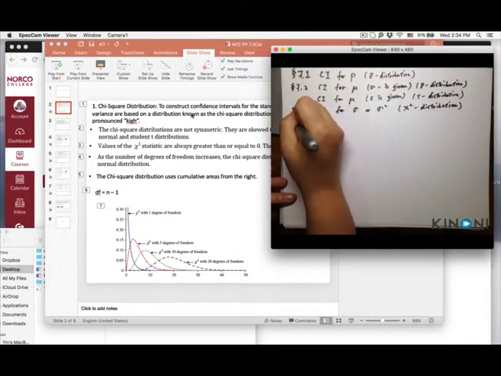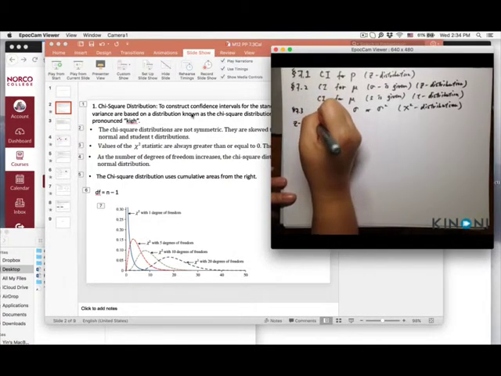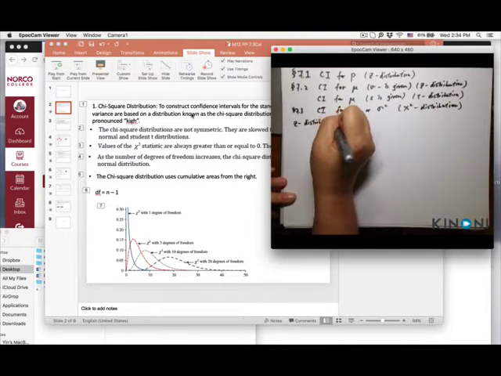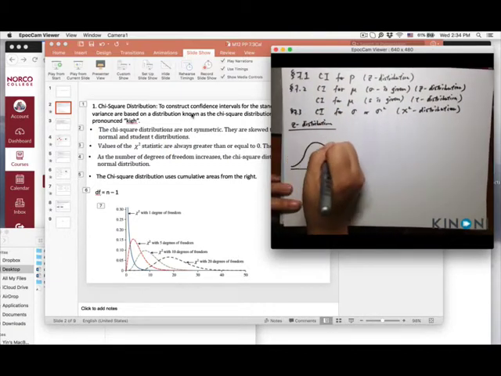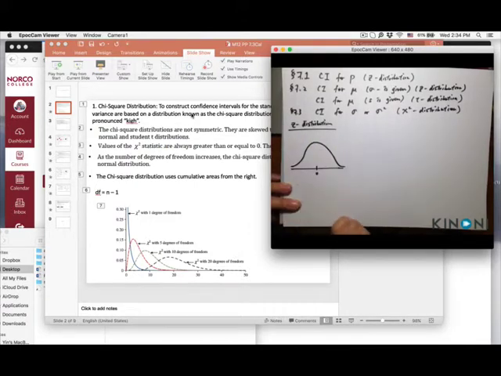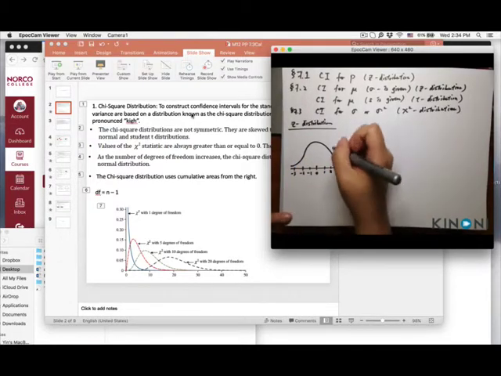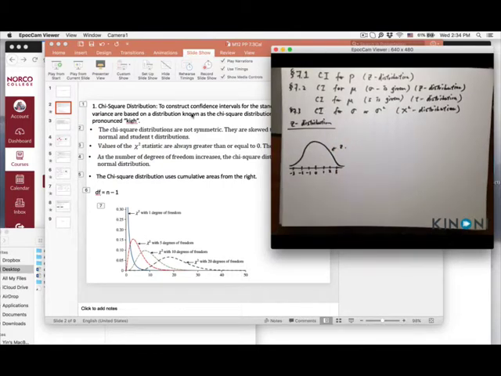For the Z distribution, we will have the normal distribution, right? And in the middle, that is going to be the 0, and there's 1, 2, 3, and then negative 1, negative 2, and negative 3. So this is the Z distribution.